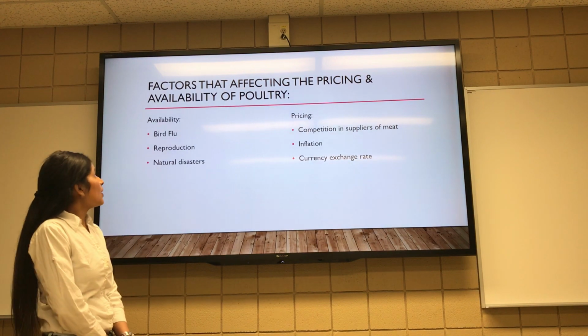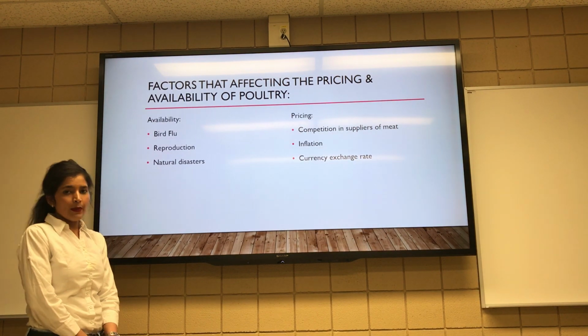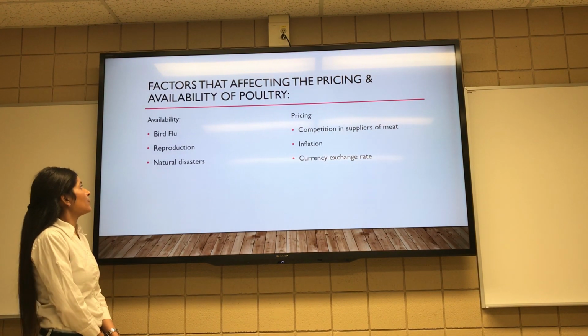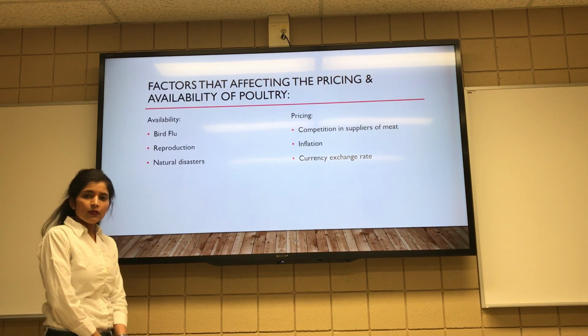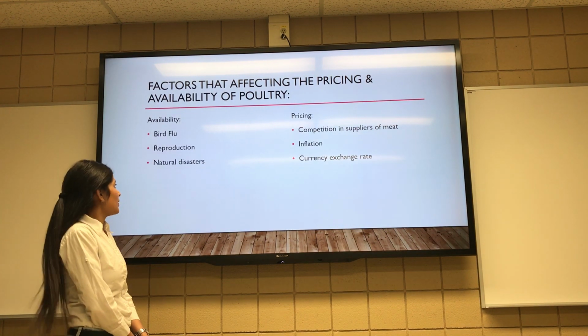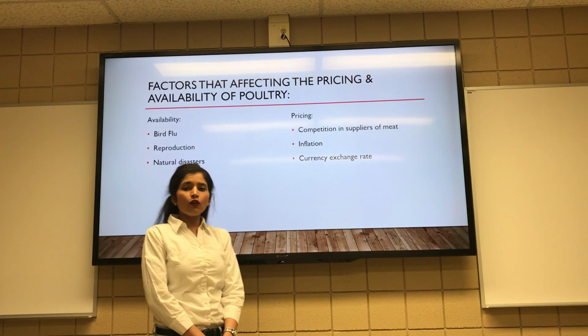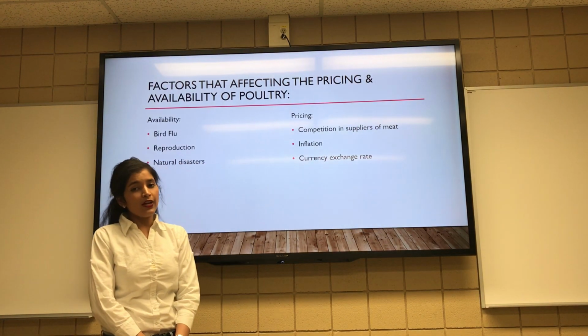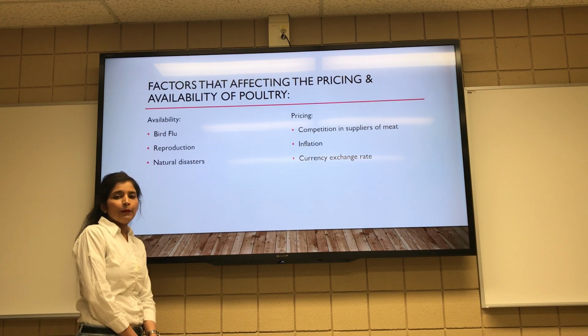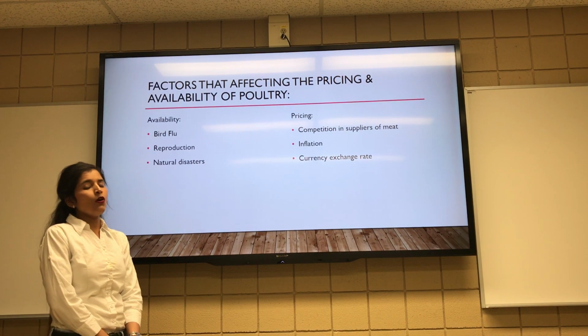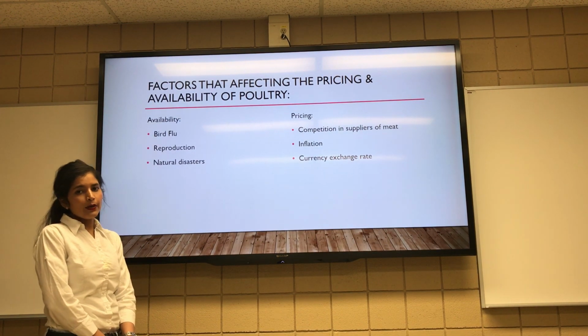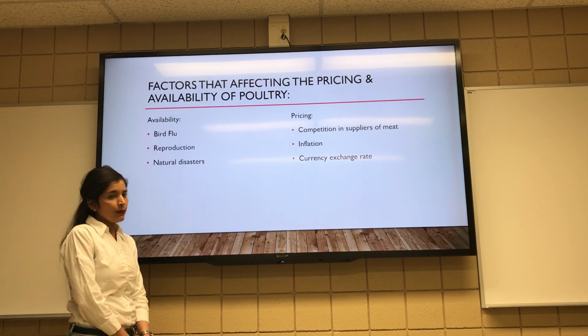Now discussing the factors affecting pricing and availability, there are three factors affecting the availability. First is bird flu, second is reproduction, and third is natural disasters. With bird flu, there is one very common type that is called swine flu. If it happens to one bird, it can spread to all the birds, and all the birds can die and the business can be dumped.